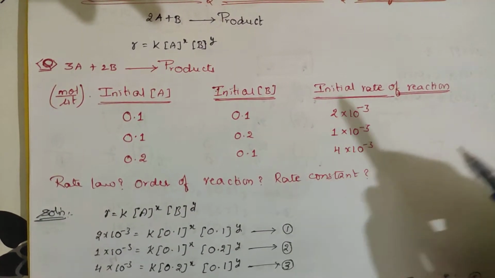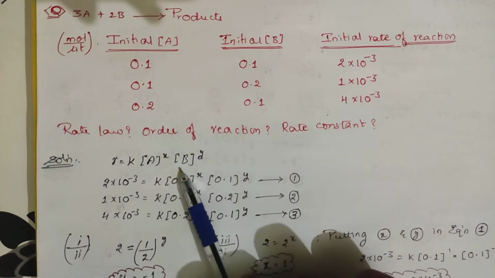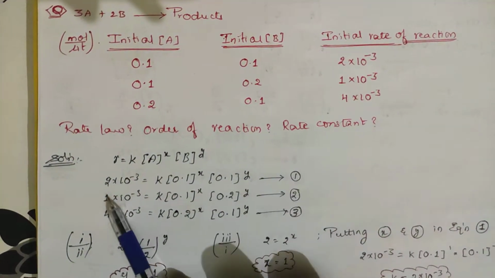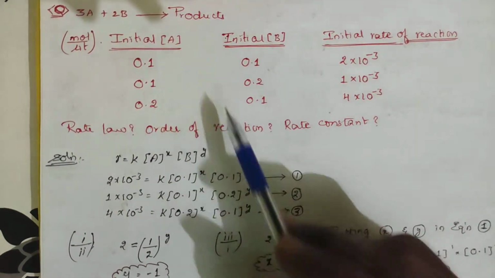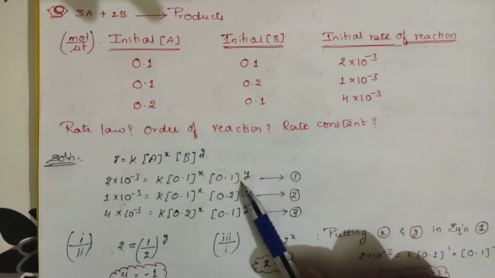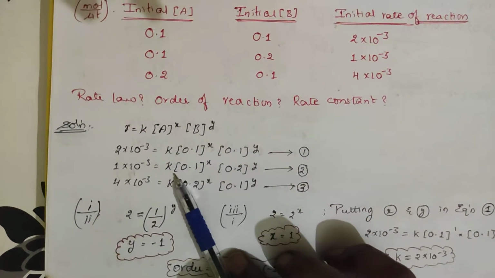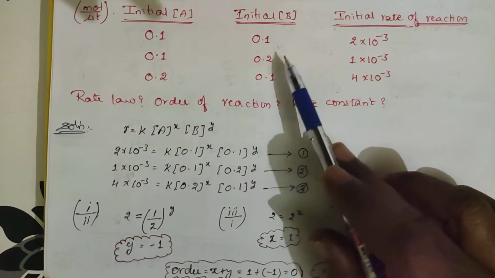This is very simple, whatever you have done in the previous video. So R is equal to K into A power X, B power Y. For the first equation, 2 into 10 power minus 3 is equal to K into 0.1 whole power X, 0.1 whole power Y. For the second equation, the rate is 1 into 10 power minus 3 is equal to K into 0.1 whole power X, 0.2 whole power Y.